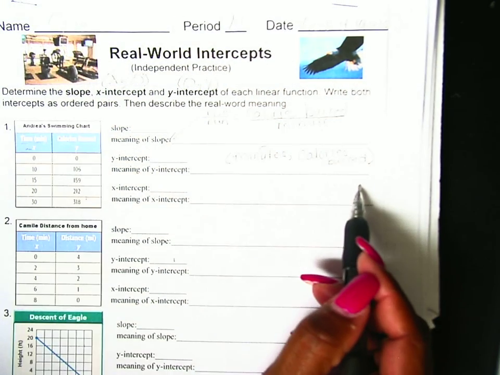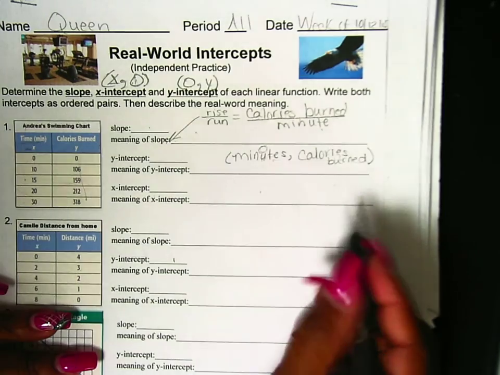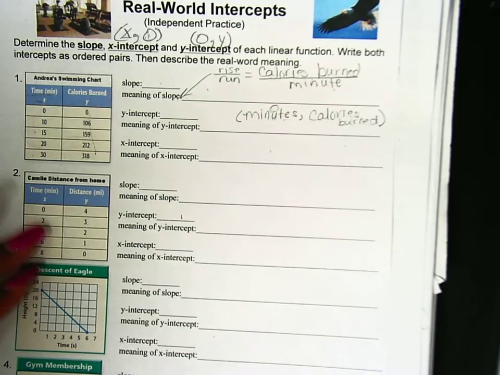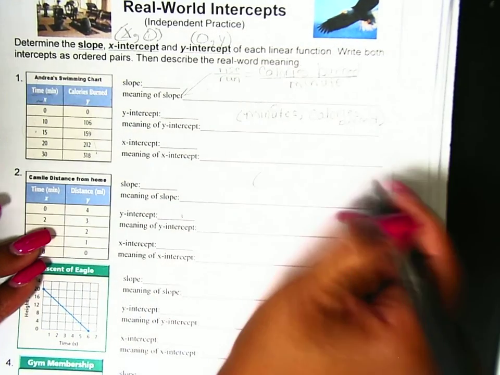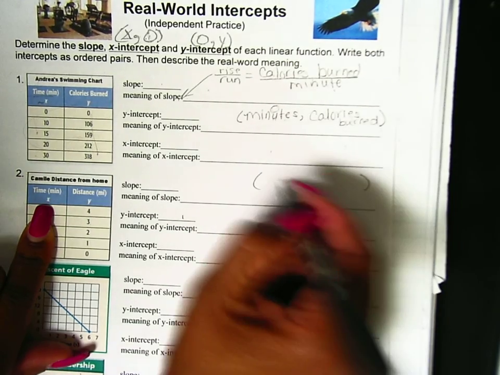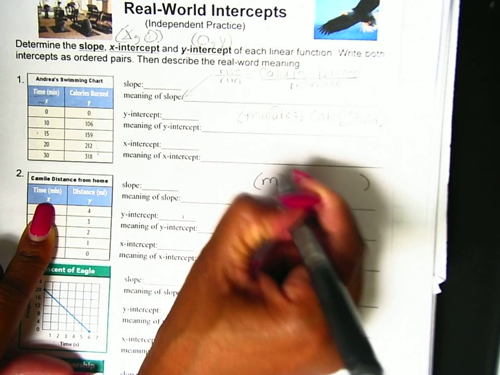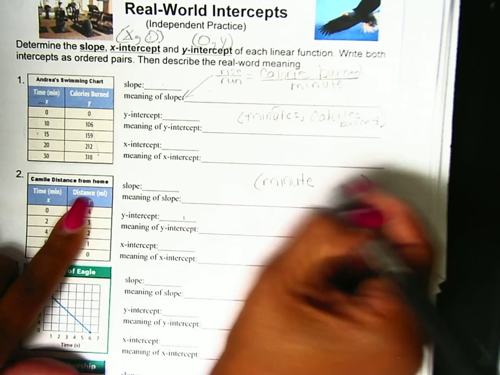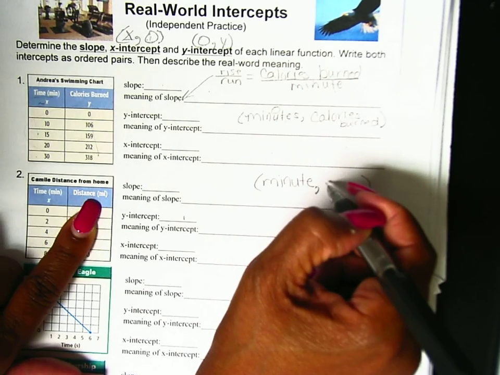I know I'm explaining more of it, so you need to really listen and pause the video. Here with Camille, let me set up here. The x is the minutes, and then miles.